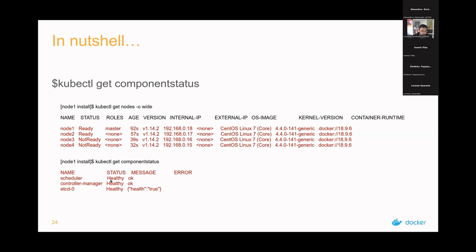And we can see the status of the components. So the scheduler, the controller manager, the etcd, we can see that the status is healthy, and the message is okay, or healthy true. So from here we can monitor the architecture of Kubernetes.